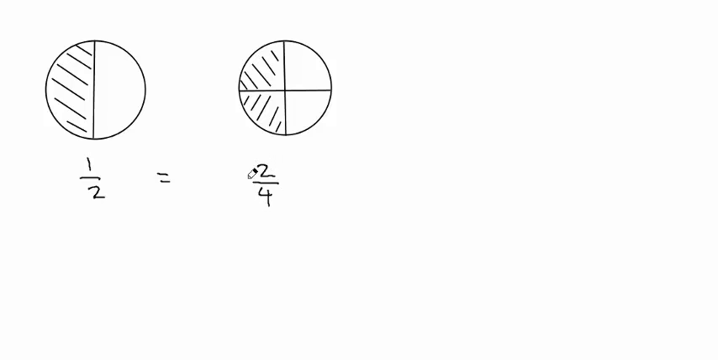What is the relationship between this fraction and this fraction? Well, all we have done is multiply 1 by 2 and 2 by 2. 1 times 2 is 2, 2 times 2 is 4. And because these two fractions, 1/2 and 2/4, represent the same part of the whole, they are called equivalent fractions. They are essentially equal to each other.